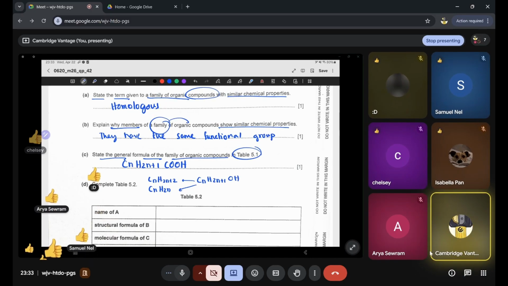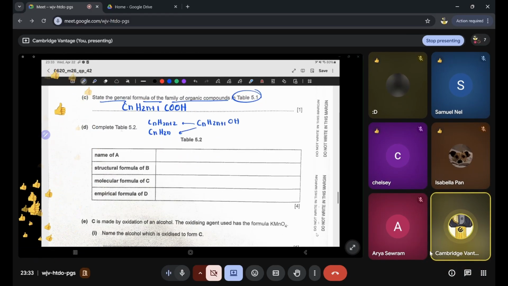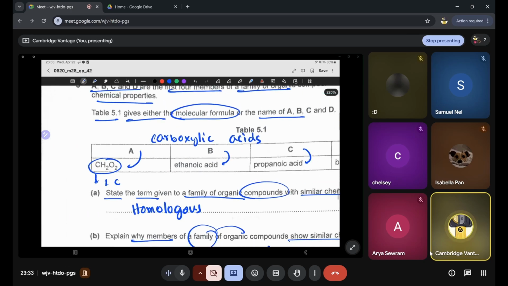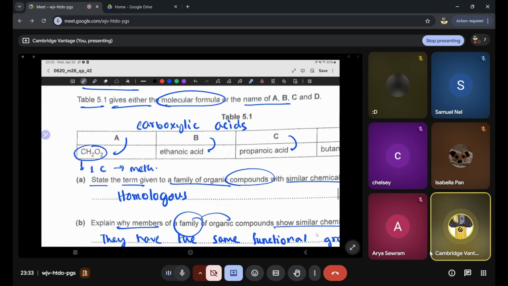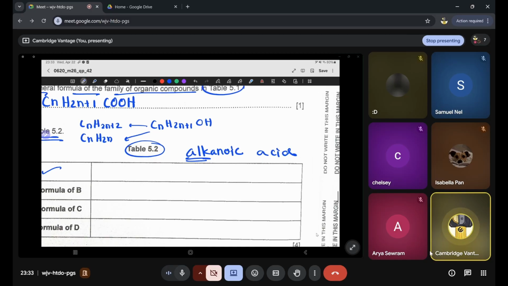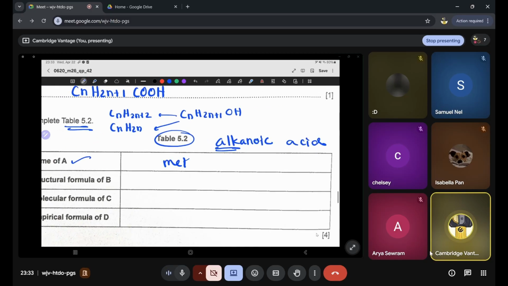All right. So the next part is table 5.2, and what we are asked is to write down the name of A and the structural formula of B, C, and D. So A was a carboxylic acid consisting of one carbon. So if it's one carbon, that means it's meth. So the name format for carboxylic acids is alkanoic acid. Alk being the prefix. So since it's one carbon, it's meth, so it's methanoic acid.